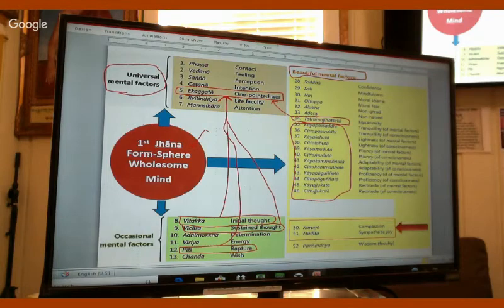Even in the six sphere, Kamavacara Chitta, wholesome consciousness, they are working together, but the intensity is different. Not very strong. Here, more strong. In the Magga, Lokuttara Chitta, supramundane consciousness, it is stronger. Here also, number 52, Panya. Panya is working with that function, but Panya is not the leader. Panya is under the guidance of the Ekagata, Samadhi.